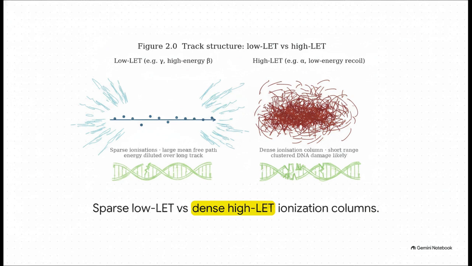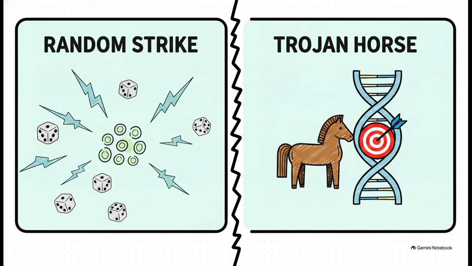When an alpha particle strikes, it deposits extreme energy in a microscopic volume. The source explains that this easily causes local, multiply damaged sites. We're talking about complex, clustered double-strand DNA breaks that the body's standard repair pathways simply cannot fix, which very often leads to mutations.